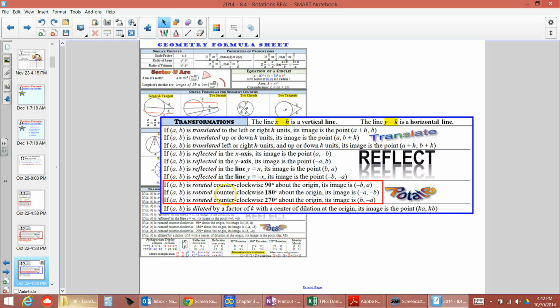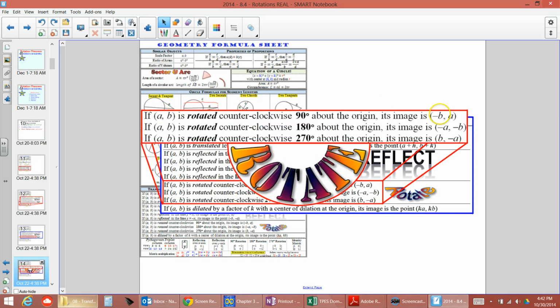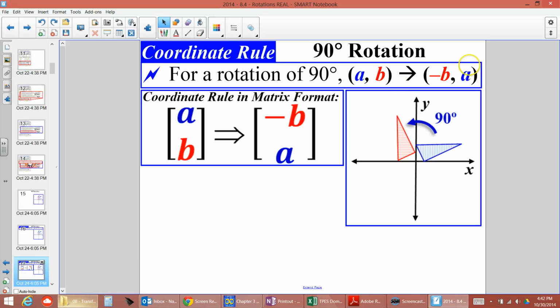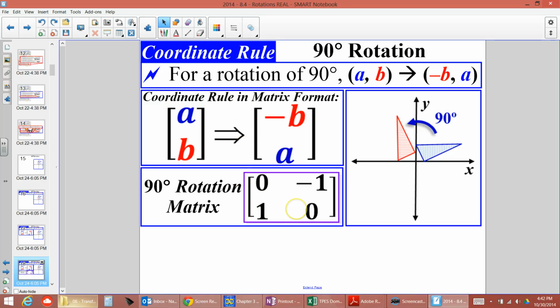So here's your rotation. All right, so (a, b) becomes (negative b, a), (a, b) becomes (negative a, negative b), (a, b) becomes (b, negative a). Again, same process, we just plug in the rule. 90-degree rotation, (a, b) becomes (negative b, a). Matrix form looks like this. You do have a matrix multiplication rule, but not worth it.